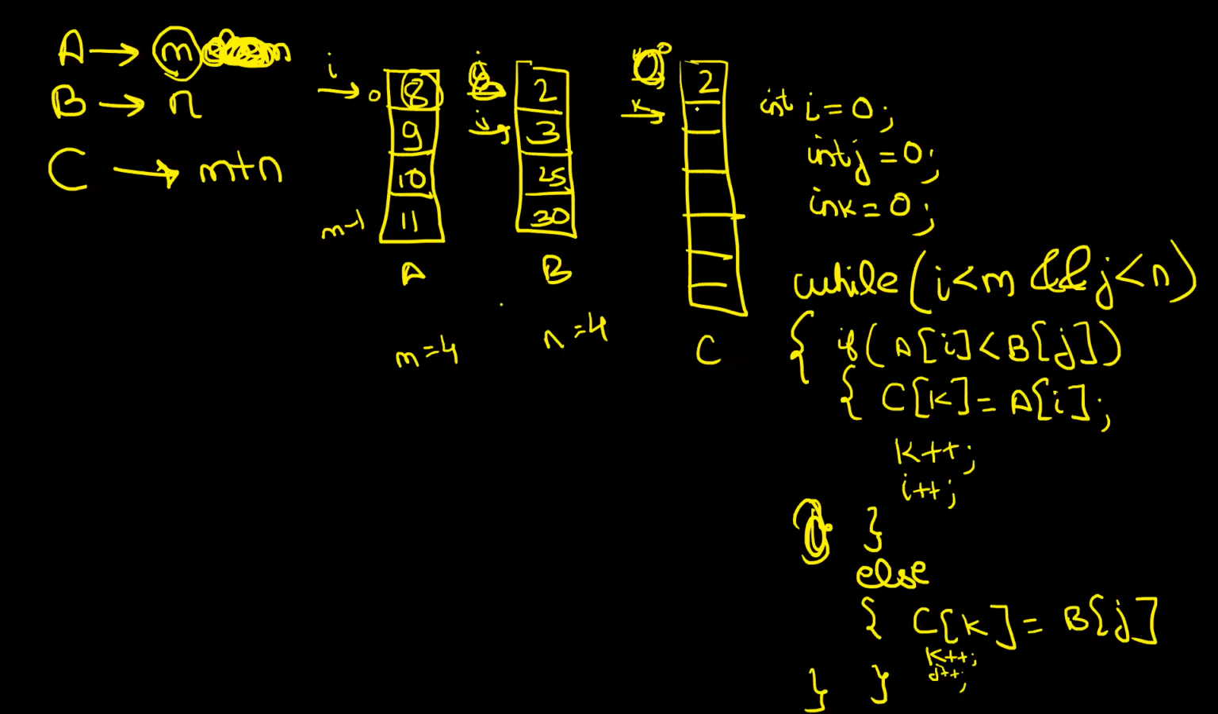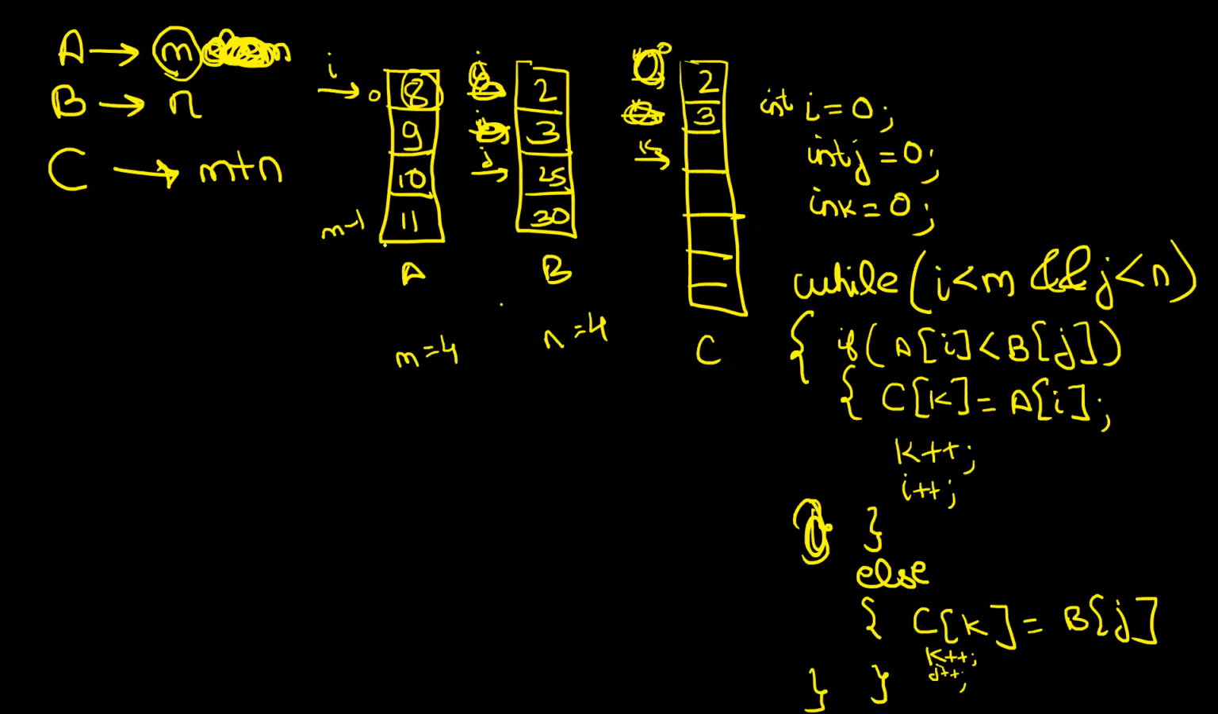Write c of k is equal to b of j. Do a k plus plus. Do a j plus plus. Then again, I go to the while loop. Are i and j valid indexes? Yes. Both of them are valid indexes. So again, I will compare. If a of i is less than b of j, yes, the if condition turns out to be true. So I will say c of k is equal to a of i, do a k plus plus, do an i plus plus.